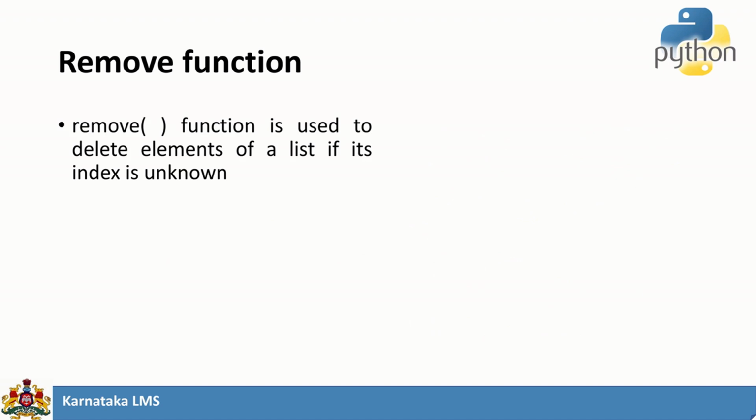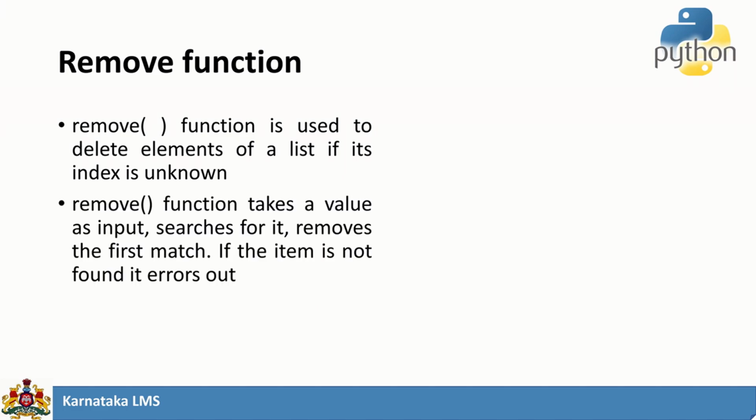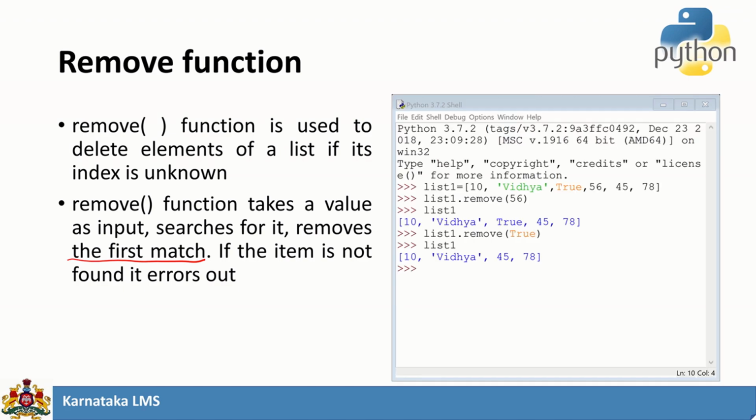Remove function. The remove function is used to delete elements of a list if the index is not known. That is, you know the element but you don't know the correct or exact position of the element. So in that case, you can use the remove function. It will remove the first match from the search list. If the item is not found, it will return an error.